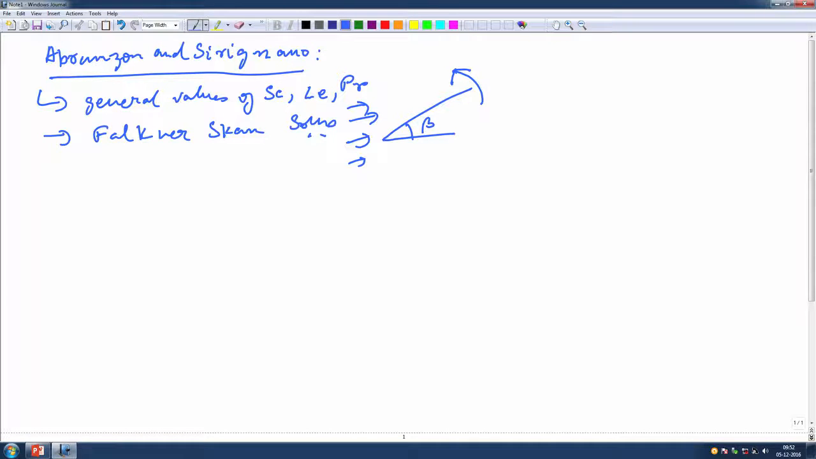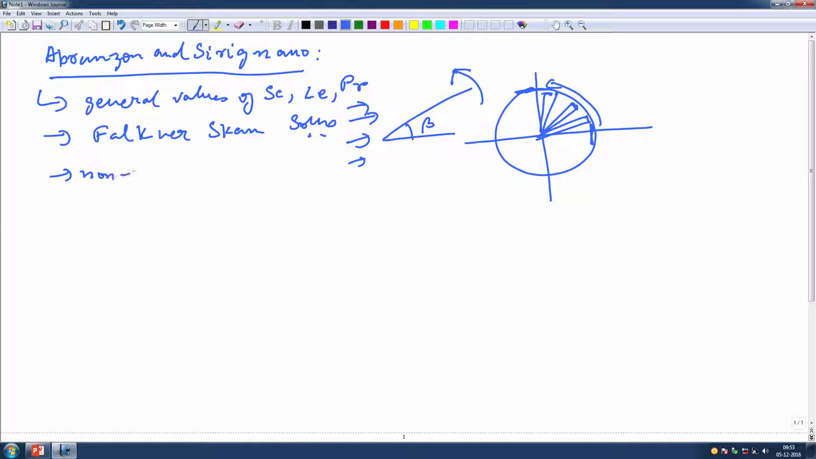So, if this is a droplet, Abramson and Chiriniano took each section of the droplet to be locally like some wedge, and they did the solution for the entire generic profile. They did not restrict themselves to a stagnation flow or a flat plate type of flow. They did something equivalent, like a Faulkner-Skan complete similarity solution taken locally, and they also took a non-zero pressure gradient.